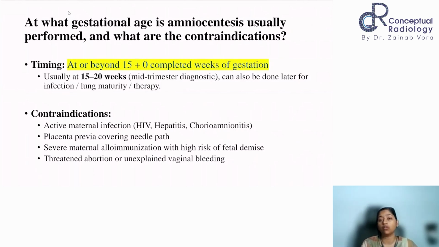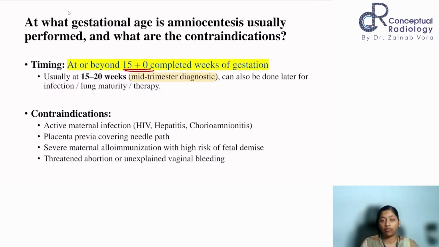Now, when do you do amniocentesis? The timing of amniocentesis is usually at or beyond 15 completed weeks of gestation. So after 15 weeks POG, you can go for amniocentesis, and that is why it is known as a mid-trimester diagnostic intervention. You can do it later also. Earlier, it was done for looking at lung maturity. You can do it later also for lung maturity, or at any point when you need a therapeutic amnio reduction or to look for infection. But from the point of view of diagnostics, 15 weeks is the cutoff. This is from the ECO guidelines. So 15 weeks is the cutoff.